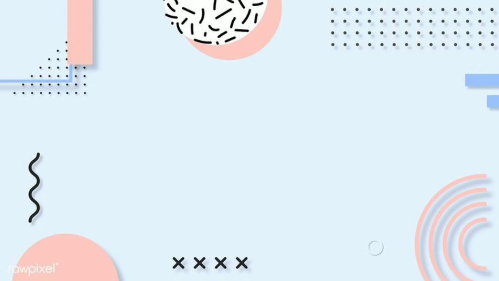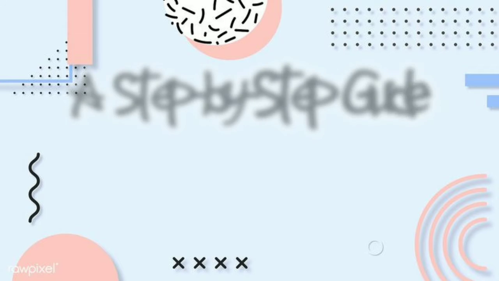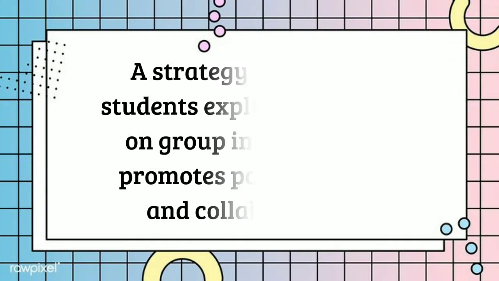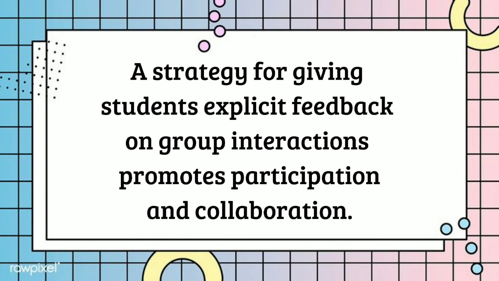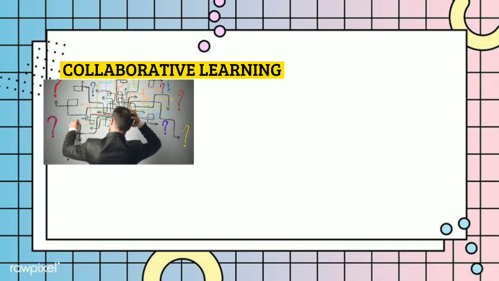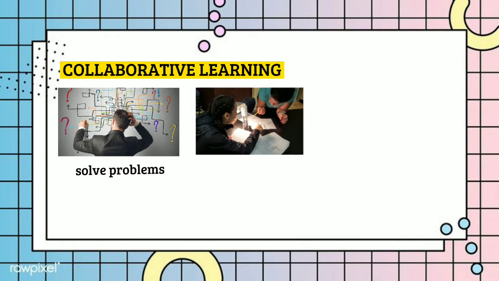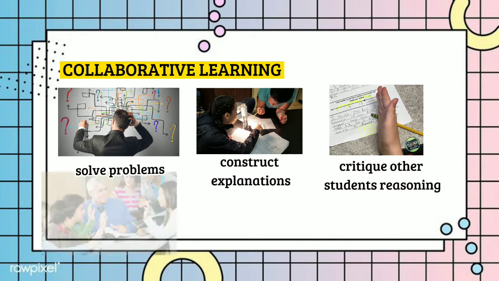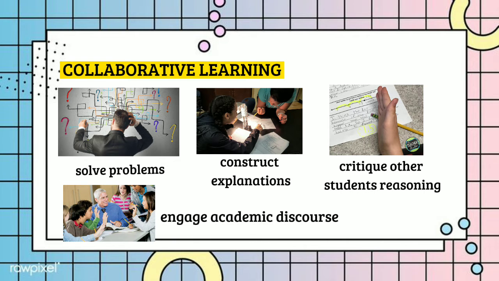So for today's video, we are going to tackle a step-by-step guide to teaching students to work in groups. This is a strategy for giving students explicit feedback on group interactions, promotes participation and collaboration. Collaborative learning allows students to solve problems, construct explanations, critique other students' reasoning, and engage in rich academic discourse.